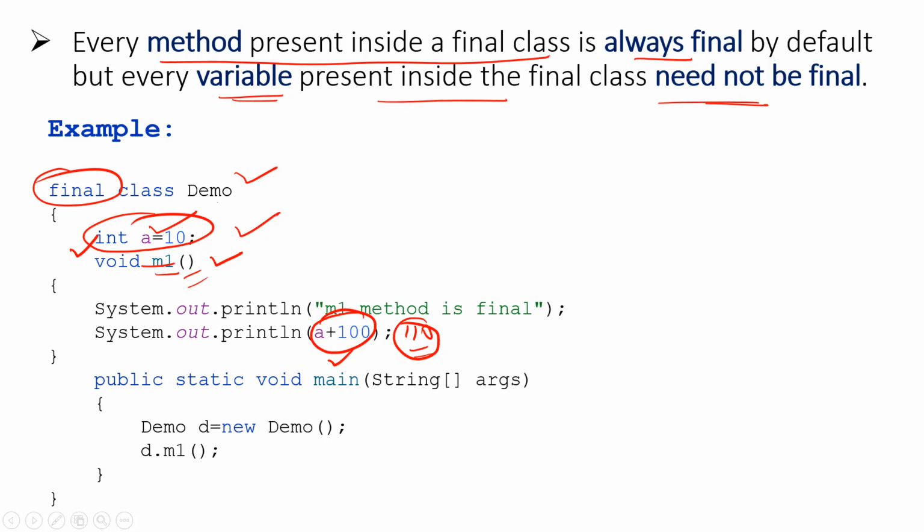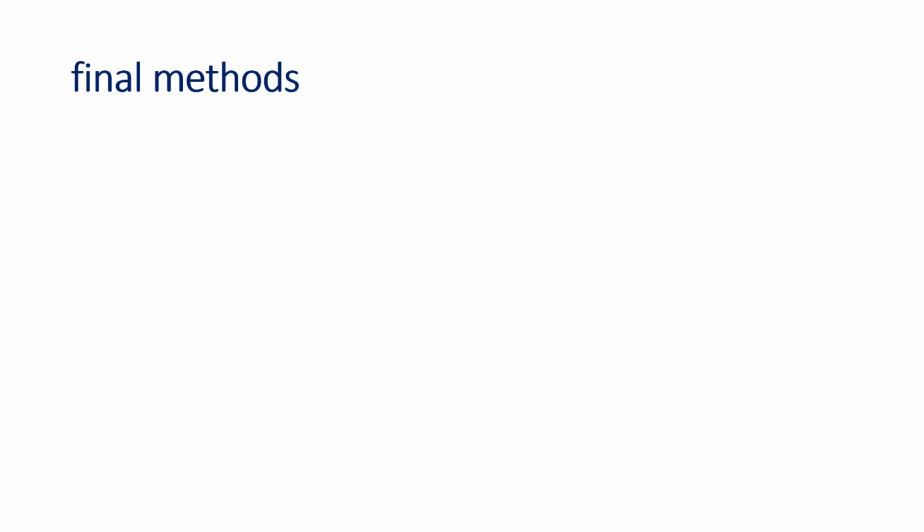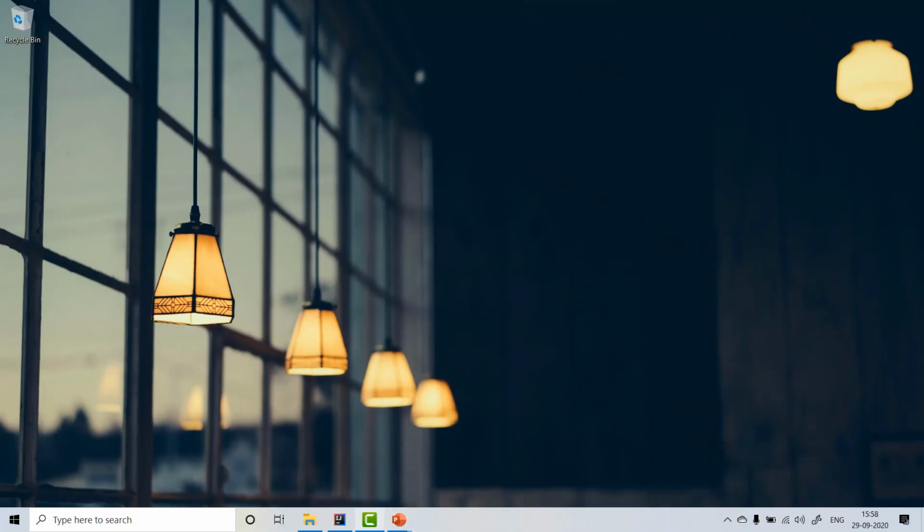Now, next one, final method. If a method is declared with the final keyword, it is called a final method. A final method cannot be overridden. It means we cannot override final methods. The overriding concept is not applicable for final methods.